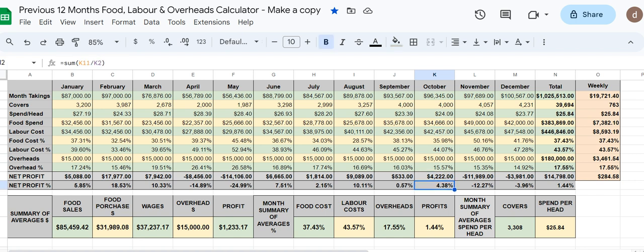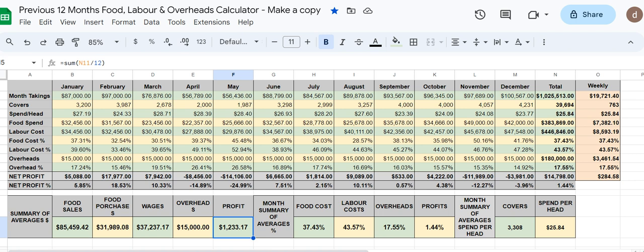Now, I'm just going to jump down here, and what it does underneath is give you a summary of averages. So I'm averaging 85 grand in food sales, food purchases just under 32, and wages here and overheads, and that's the average.